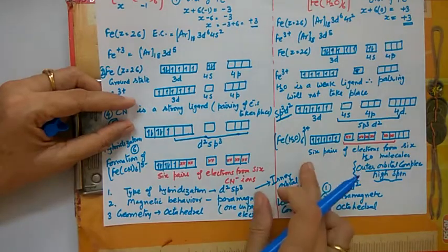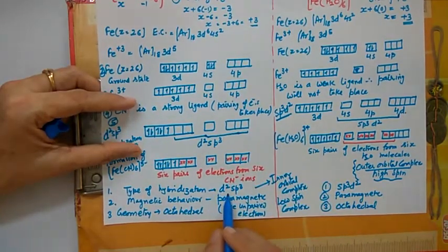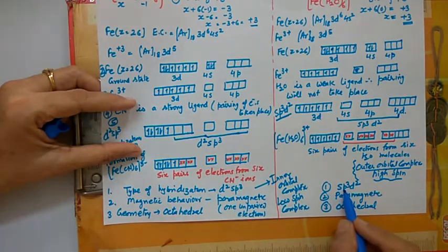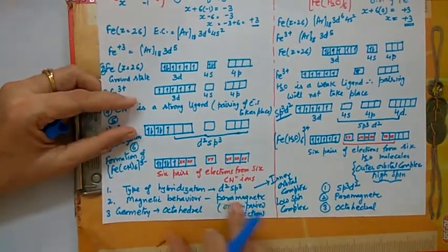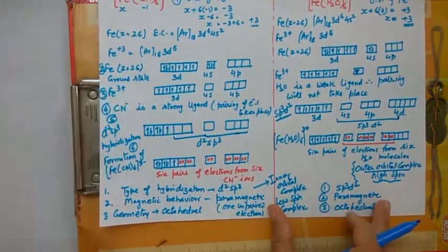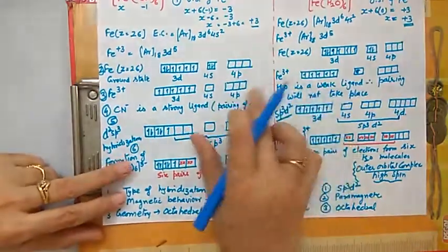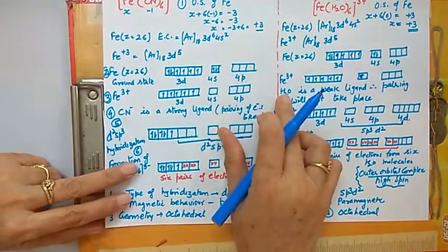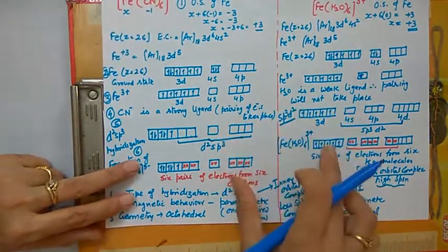Clear? So we can compare their magnetic behavior also. Type of hybridization, in this it will be d2sp3, here it is sp3d2, but the geometry of the molecules remains the same, that is octahedral in both cases. So I hope you have followed the bonding in various coordination complexes on the basis of valence bond theory, and you will practice more and more examples and try to understand the concept.